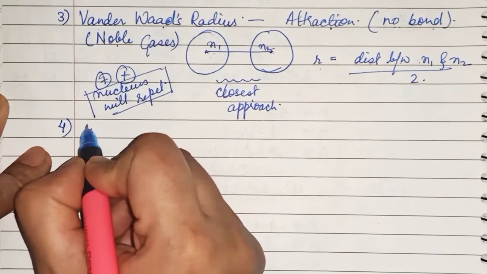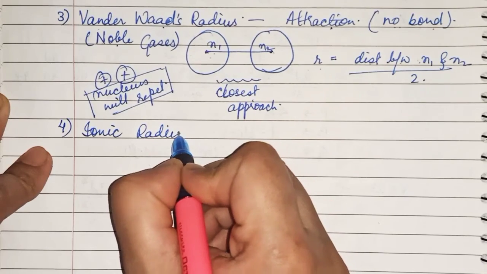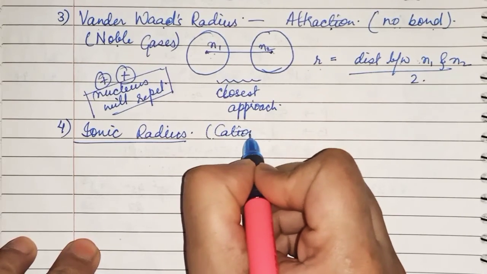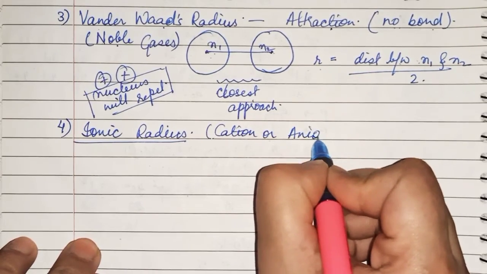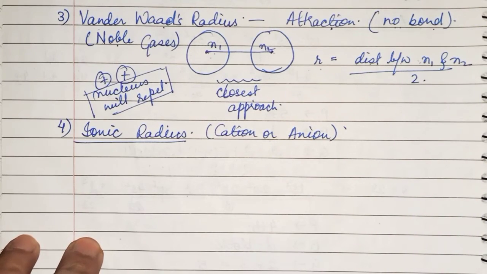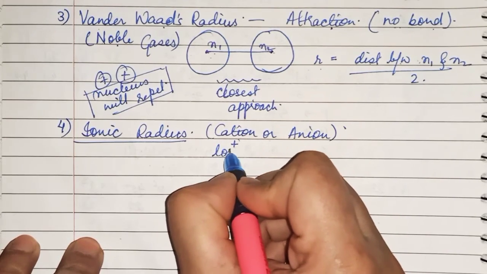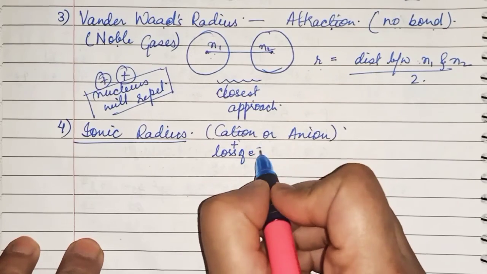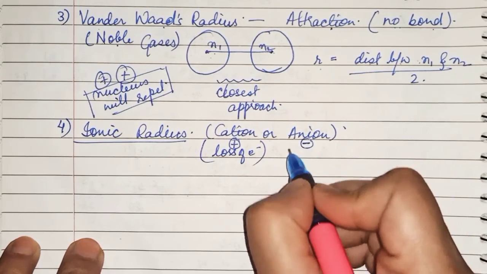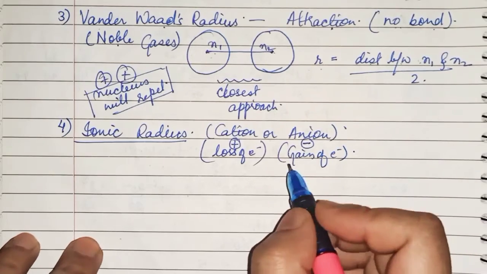Fourth is ionic radius. You all know ionic means in the form of ions. It may be a cation or an anion. When a cation is forming, there is loss of electrons, and a positively charged ion is forming. Anion means a negatively charged ion is forming by gain of electrons. So you can conclude that.